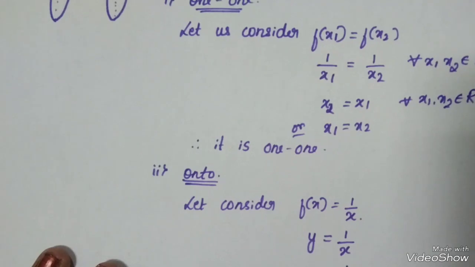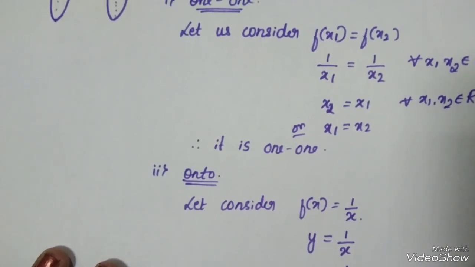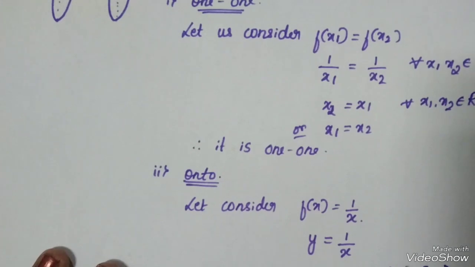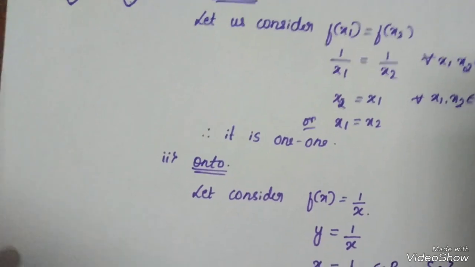Then whatever y value we substitute, we get a real number other than 0, which belongs to the real numbers. Zero is not taken, that's why it is written as real numbers except 0. Therefore it is onto, which is the proof.